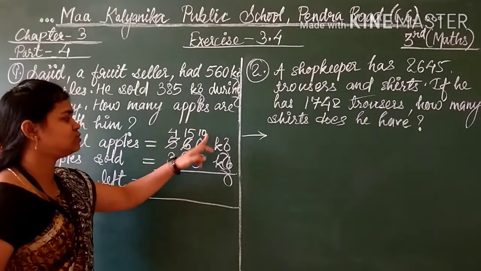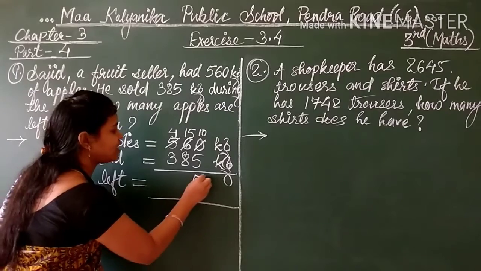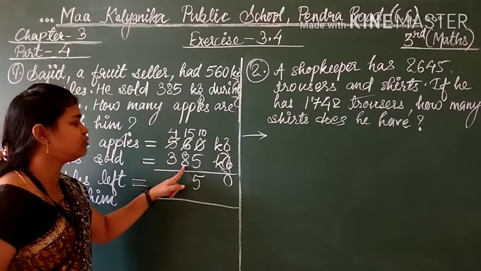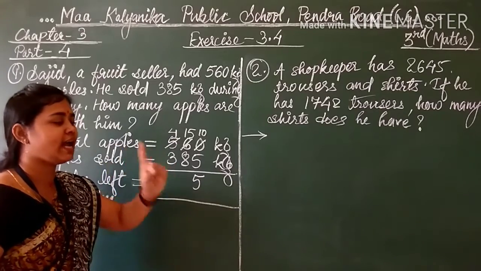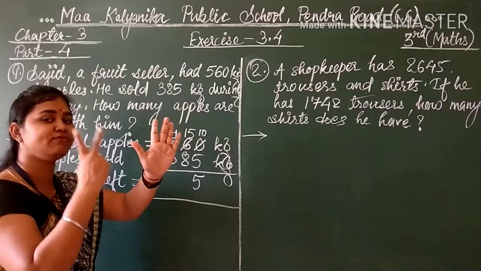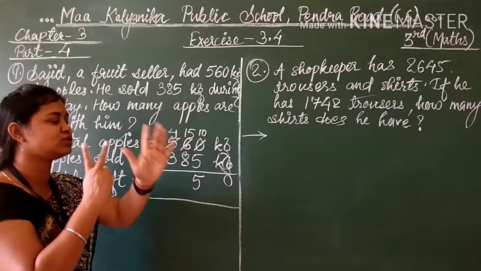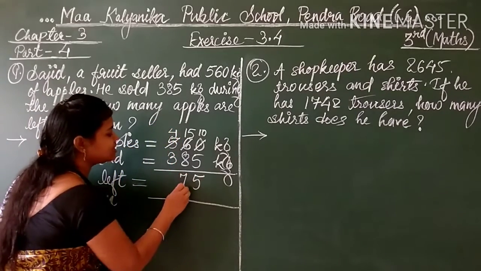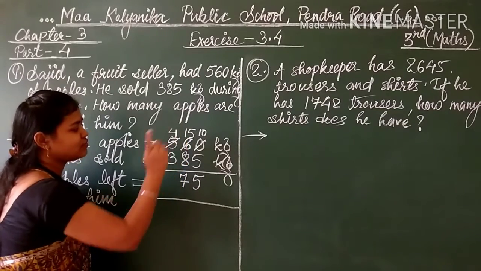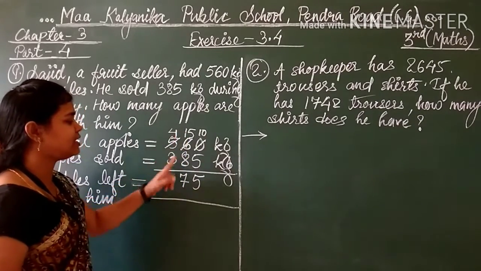So see simply students, 10 minus 5 is 5 and 15 minus 8. From 15, you have to remove 8. So 8, 9, 10, 11, 12, 13, 14, 15. Forward counting. Okay, so 7. So 7 plus 8, of course you can check. 7 plus 8 is 15. So 15 is here. So simply 15 minus 8, 7.